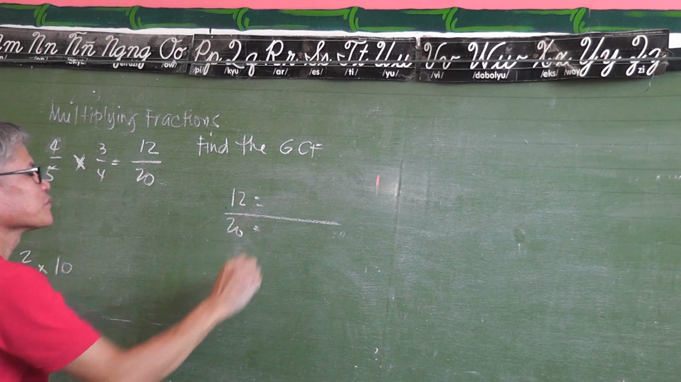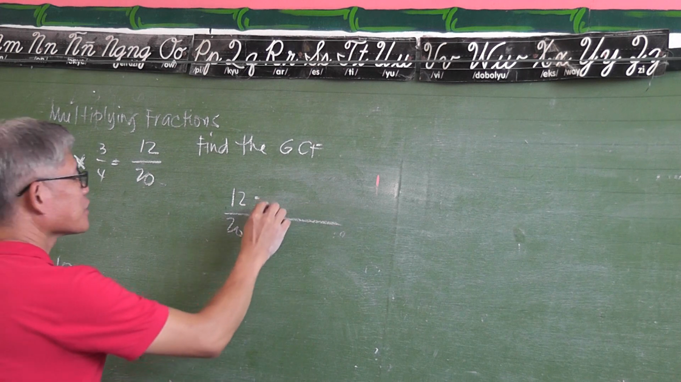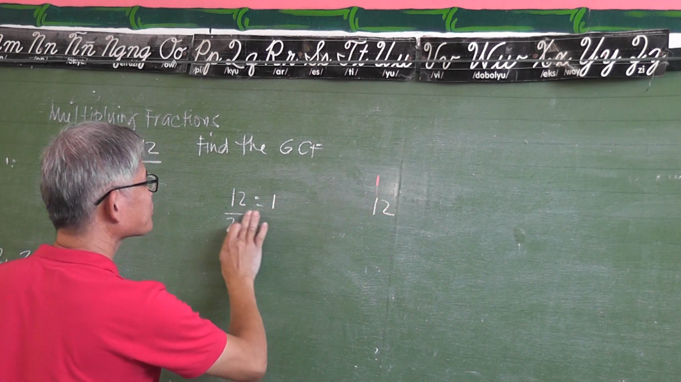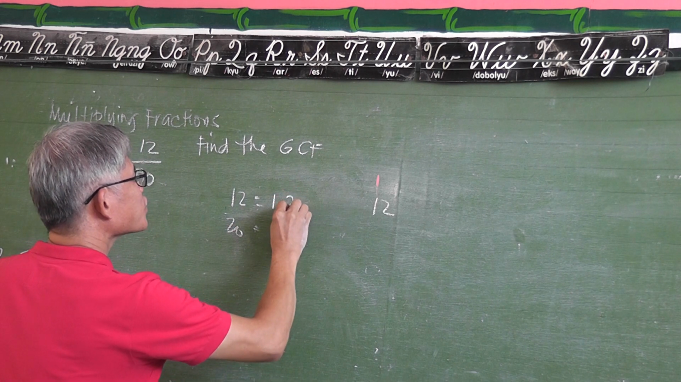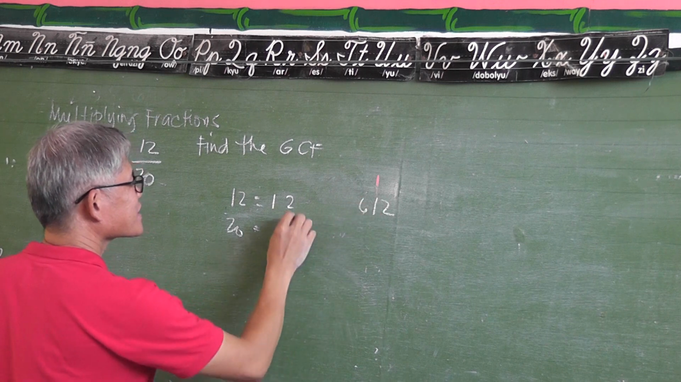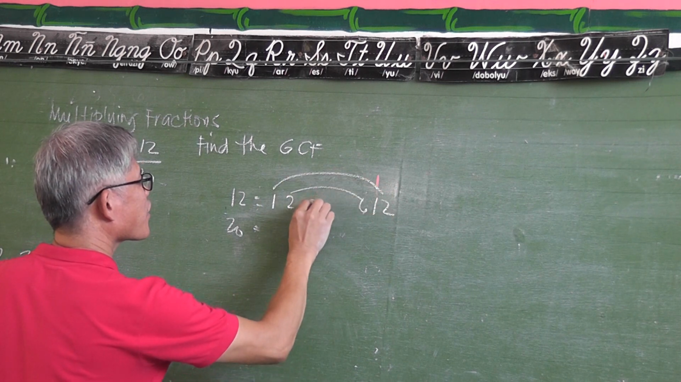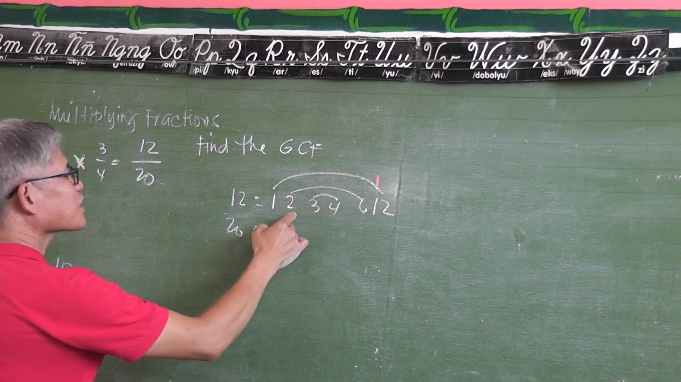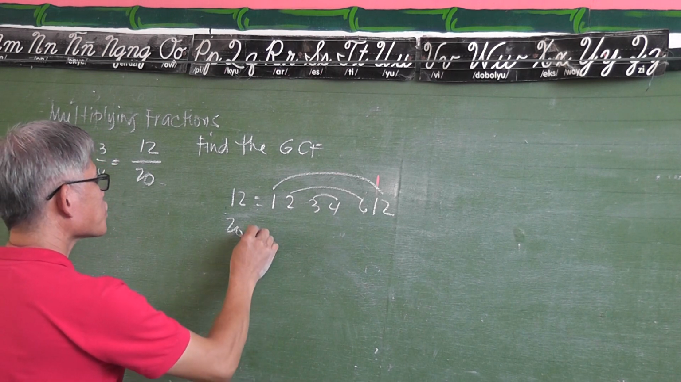Remember, the greatest factor of a number is itself. So the partner of that is 1. So 1 and 12. And then 2 and 6. Next is 3 and 4. So you can see here, these are the factors of 12. Then we'll go to 20.